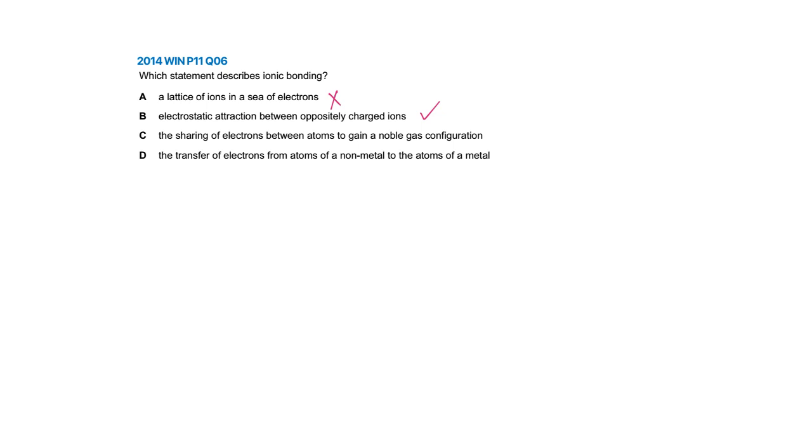Taking a closer look at C, the sharing of electrons between atoms to gain a noble gas configuration. It's not the sharing. Ionic bonds do not share. They're talking about covalent bonding. So that's incorrect as well.